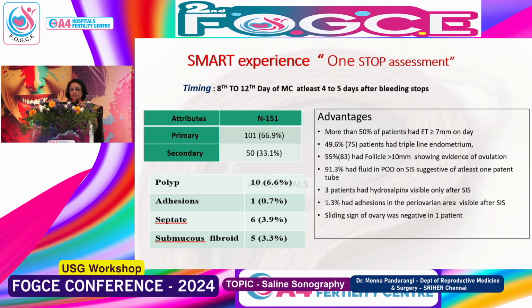Okay, so we did a one-stop assessment, and what were our observations? We found that more than 50% of the patients had an endometrial thickness of 7 mm, and almost 50% had a triple line endometrium. We saw a dominant follicle, telling us they are all ovulatory patients, and we did an SIS, and 91.3% had fluid in the endometrium, suggesting at least one tube is patent. 3 patients had hydrosalpinx which were not visible and were seen only on SIS, and 1.3% of patients had an adhesion.